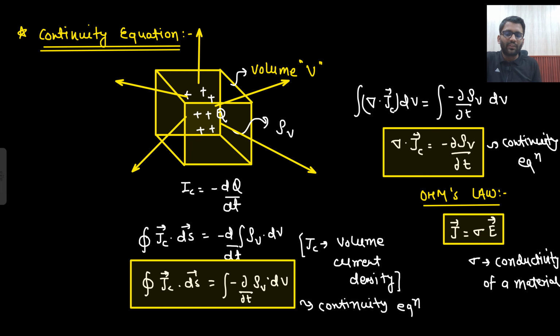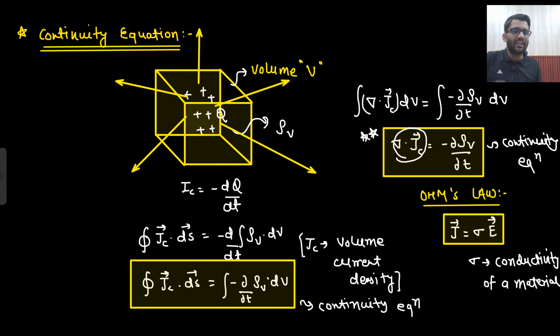Now just for the fact only, it will not be asked in the examination, but what does this equation represent? Changing charge with respect to time generates a converging current. This is volume charge density, so I can call it charge only. So changing charge with respect to time generates a diverging current.